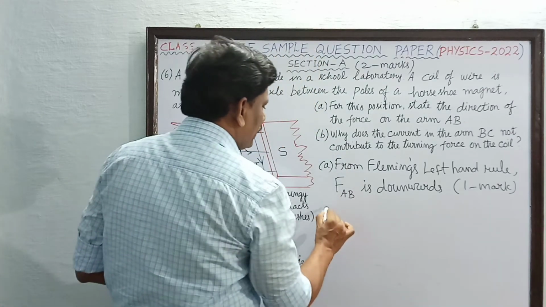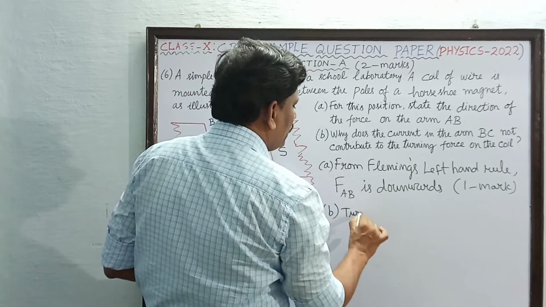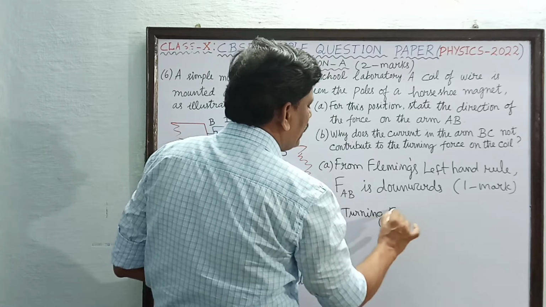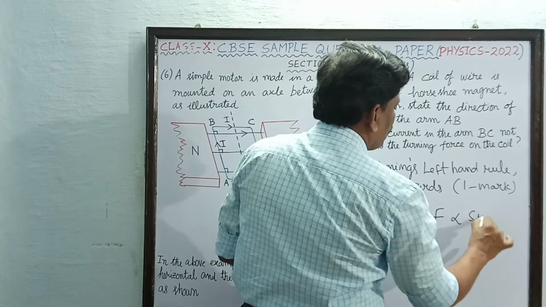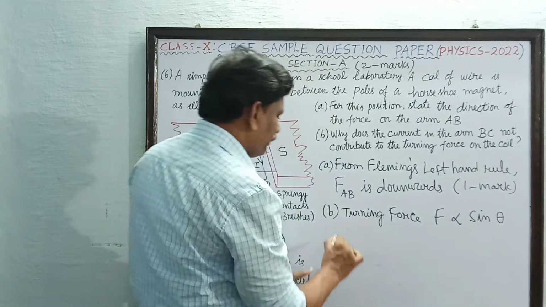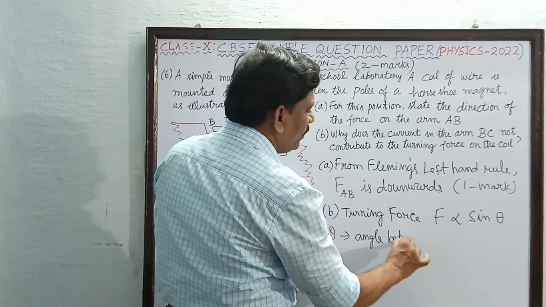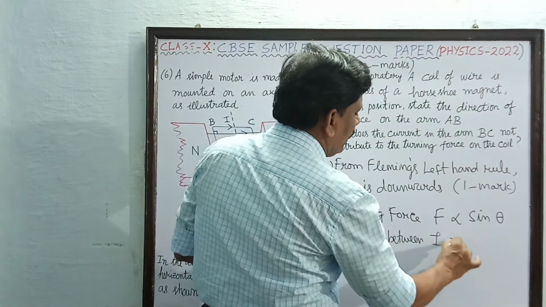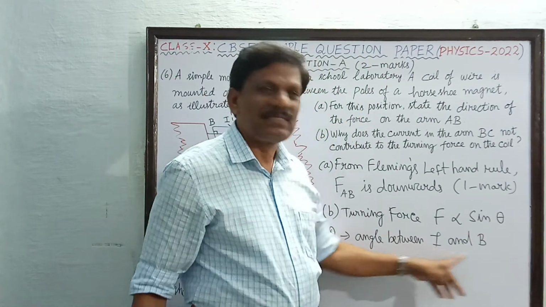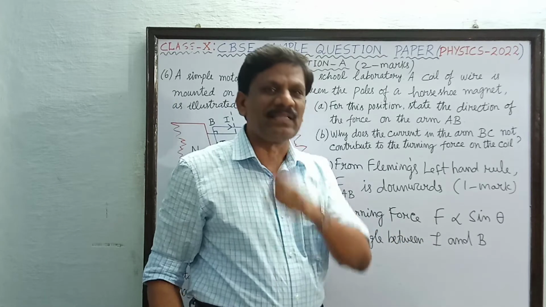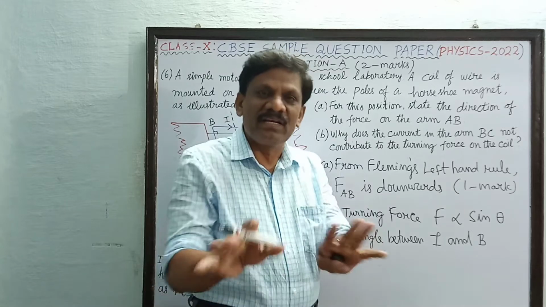So you see here the turning force. The turning force F is proportional to the sine of the angle theta, where theta is the angle between current and the field. For your level, I am saying that it is current and the field. At a higher level, I will say that it is the angle between the current element and the magnetic field. Now it is not required for you.